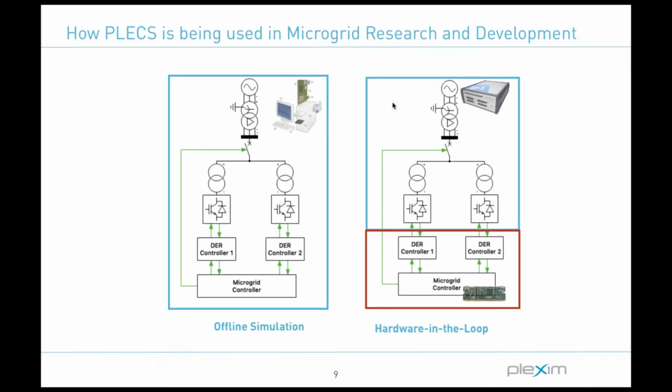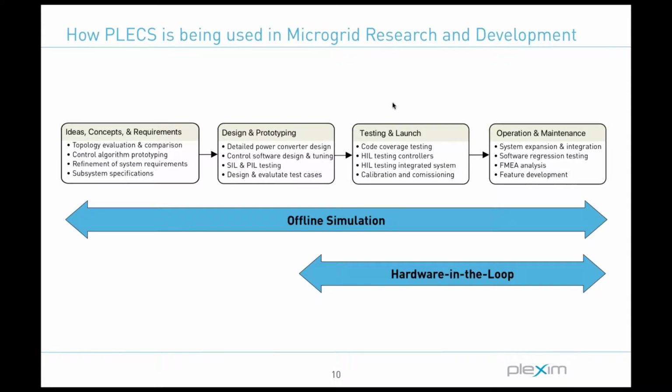It's also important to note that these tools have applications throughout the project cycle, from conception to design to test, and through operation and maintenance. In early project conception, you may be asking questions like, what microgrid topology is best suited for my needs? And how can I sketch out different power stage and control topologies and see what insights we can gain that way? We can take these and maybe turn them into system or subsystem specifications.